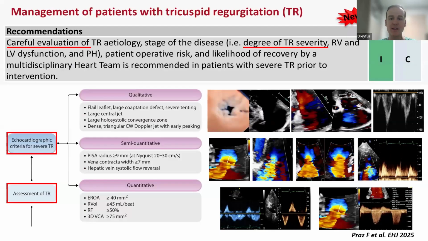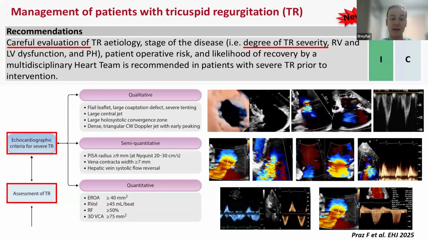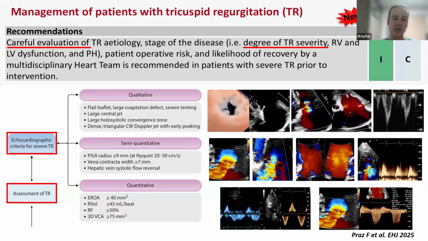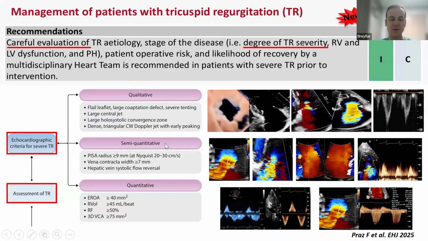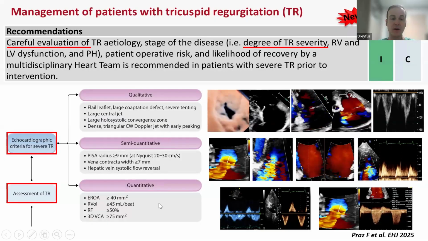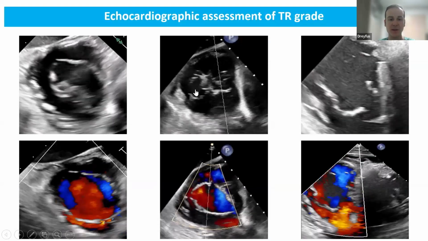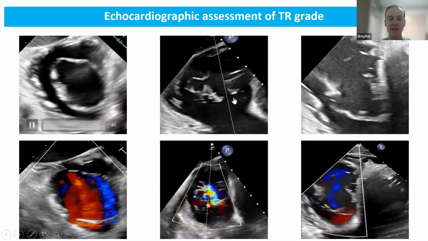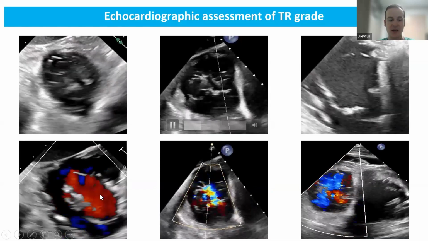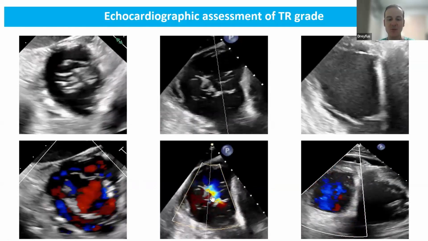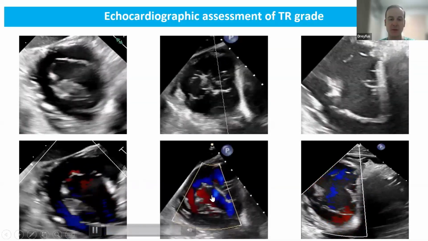The first one is the assessment of the severity of the tricuspid regurgitation, knowing that assessing TR grade is really challenging. That's why they suggest a multi-parametric approach with qualitative, semi-quantitative, and quantitative parameters. But you understand here, with the transgastric view, that the anatomy of the tricuspid valve is very different from one patient to another, and that's why it is so challenging to assess the severity of the tricuspid regurgitation with the current tools we have.